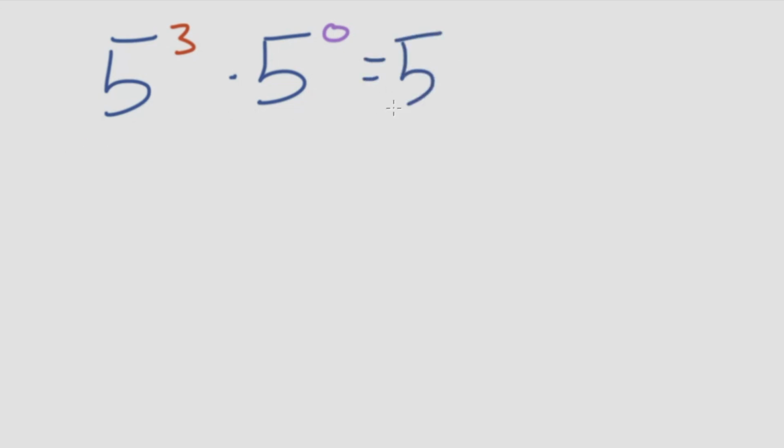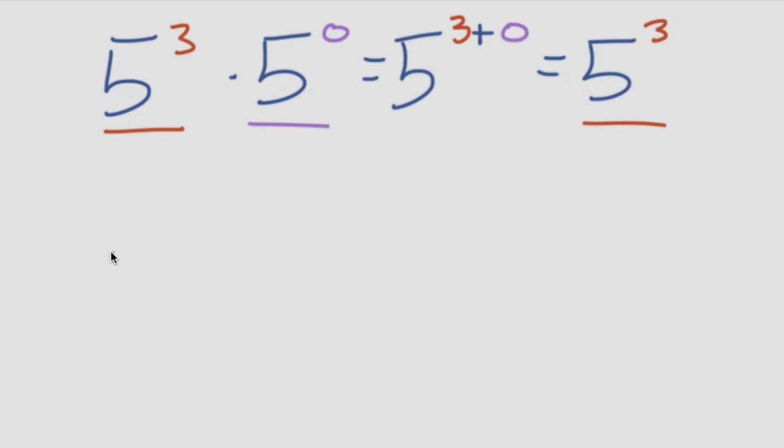So I know that I can use the product rule here because the bases are the same. So I'm going to add the exponents, 3 plus 0. Once again, it's because they both have the base of 5. Once I do that, I know that 5 to the power of 3 plus 0 is the same thing as 5 to the power of 3 because 3 plus 0 is equal to 3. So what do we have here? We have 5 to the power of 3 on both sides of the equal sign. And we have a 5 to the power of 0 on the left side.